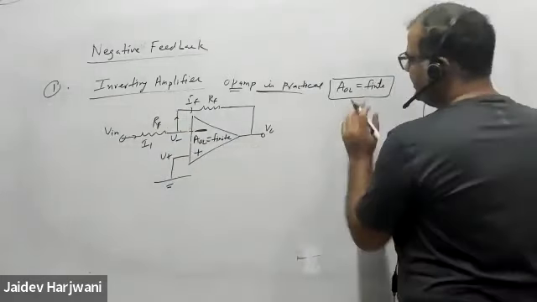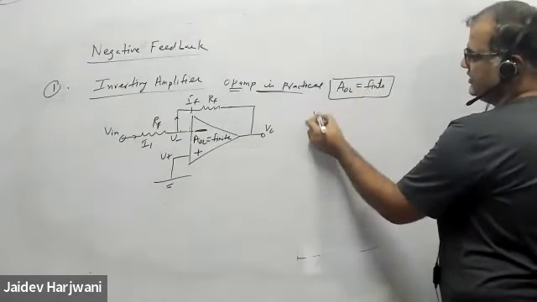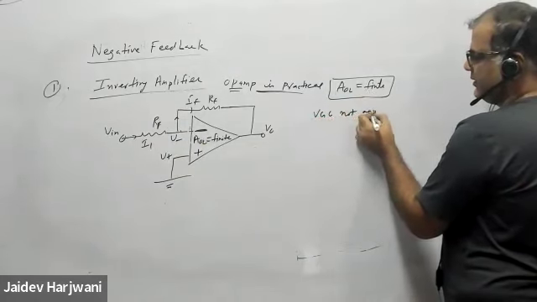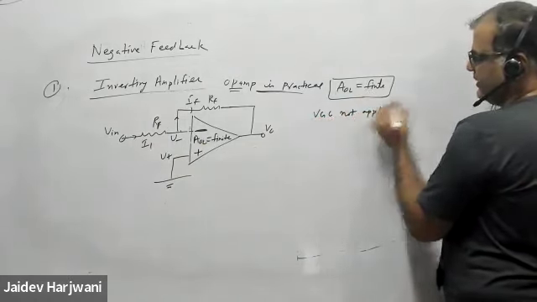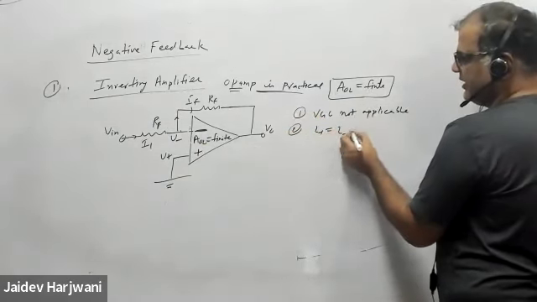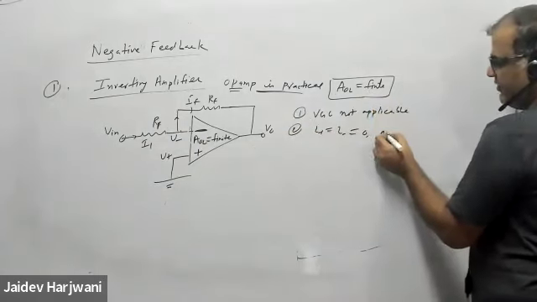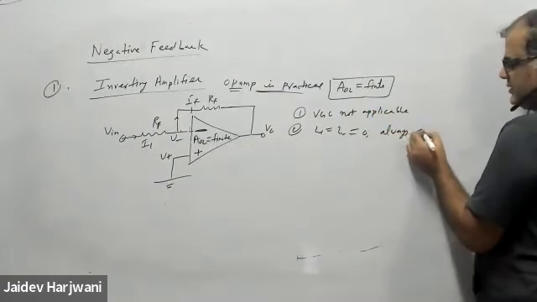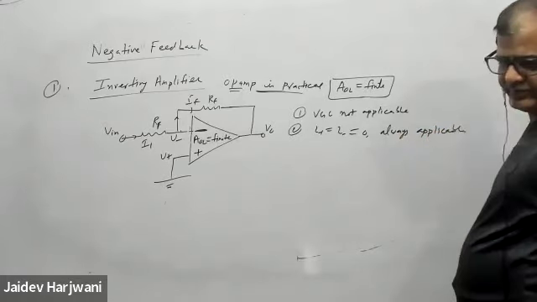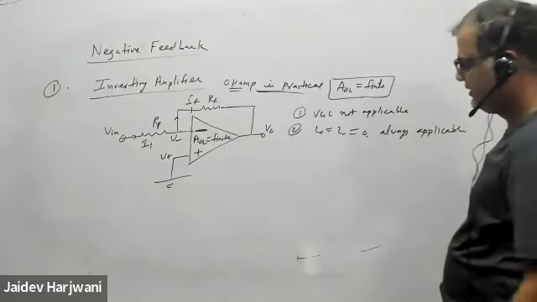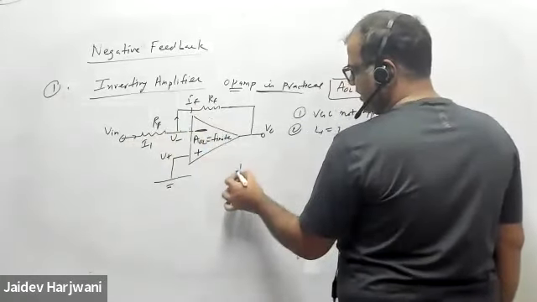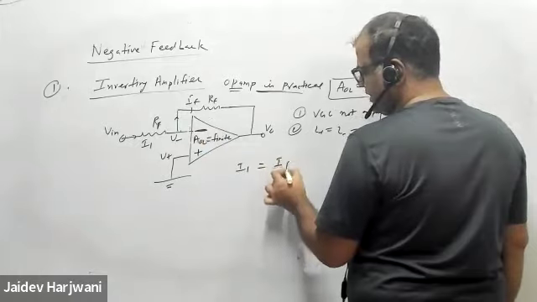So when I say AOL is finite, that means VGC is not applicable, but I plus, I minus equal to 0 is always applicable. These properties are always applicable. So again, I can write I1 equals IF. Current is not going, so I1 is equal to IF.